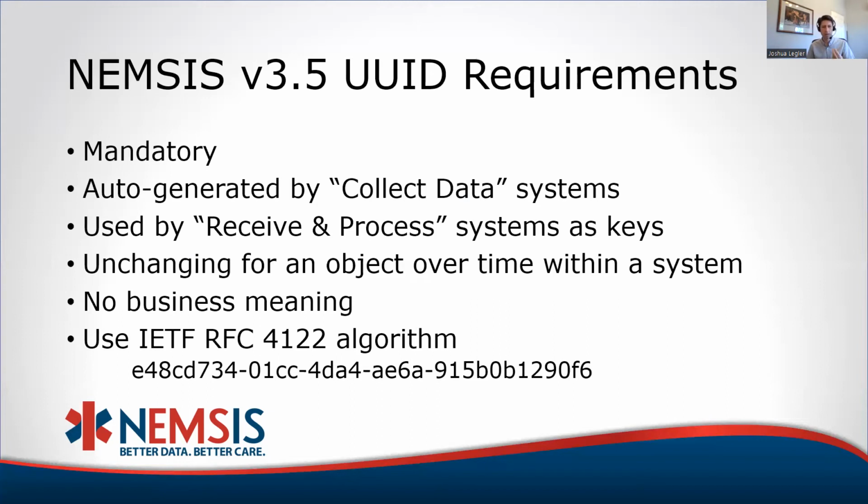Collect data systems are required to make sure that that UUID never changes. It has no business meaning, so that helps, right? You're never going to have to correct a UUID because it had the wrong year or the wrong time zone or whatever else, because it's completely meaningless. It's randomly generated according to the algorithm, and so it just stays the same over time. So that's a quick summary of the requirements. There is a NEMSIS 3.5 UUID guide on the guides and usage page of the NEMSIS website that dives into all the technical details.